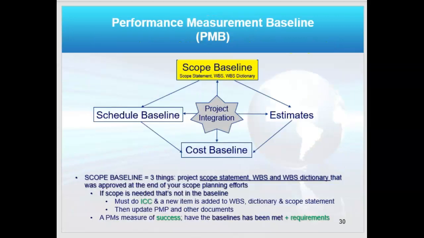So now I have my scope baseline. There are only three baselines: scope, schedule, and cost. Collectively, we refer to them as the performance measurement baseline, but they can also be seen individually. And it's an item that must be adhered to in predictive project management. You cannot change these baselines without going through integrated change control.